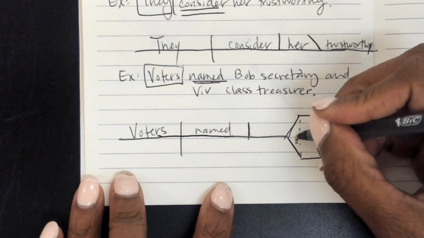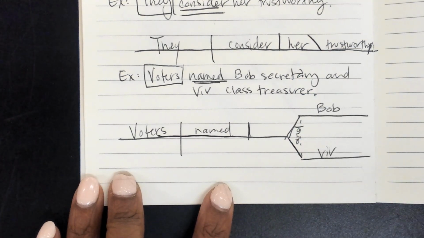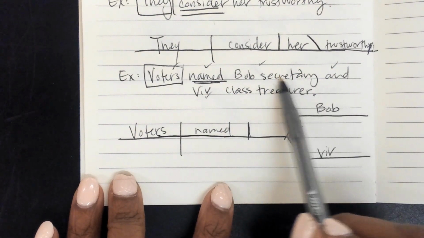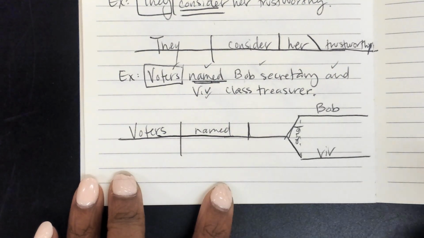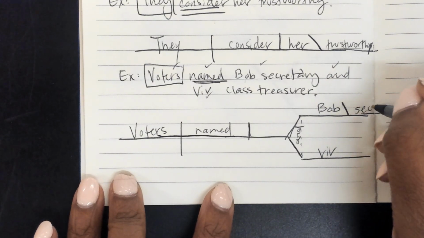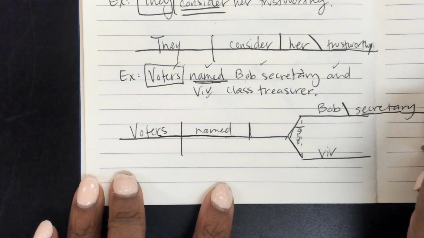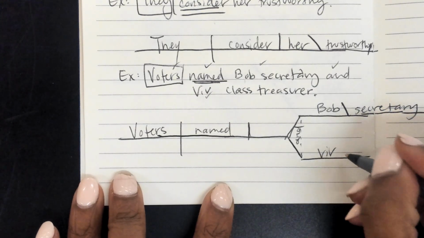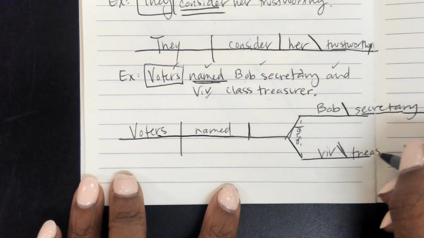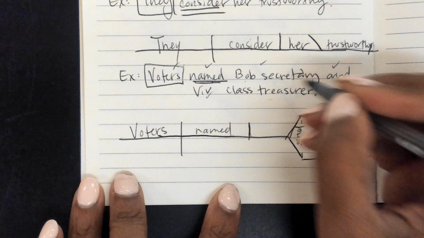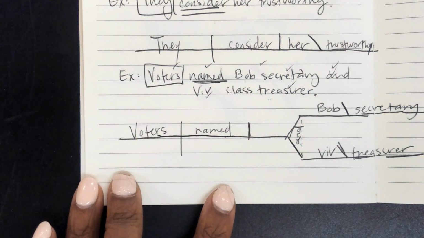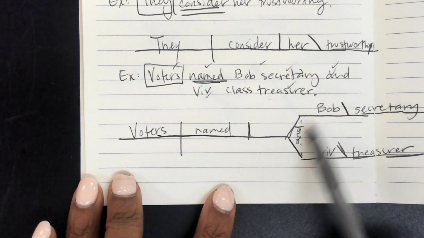Okay, now what was Bob named? Bob was named secretary. Therefore, that is our object complement for Bob. So next to Bob, we need to draw our slanted line and write secretary. Okay, what about Viv? What was Viv named? She was named treasurer. Okay, I'm sorry, I forgot to say this earlier, but don't forget we also have our conjunction and connecting the two. I know you guys won't forget about that.